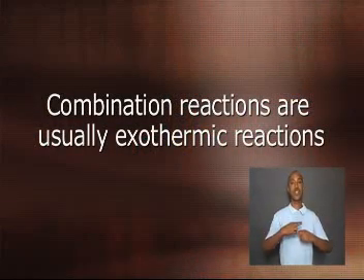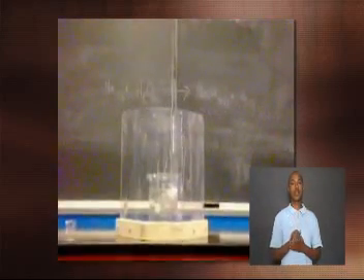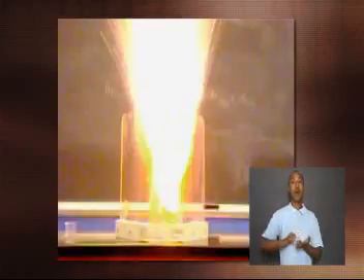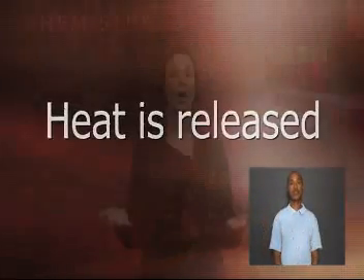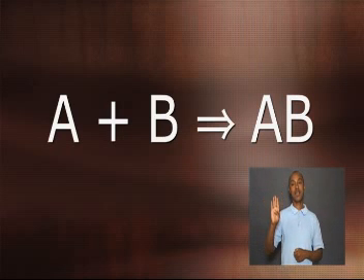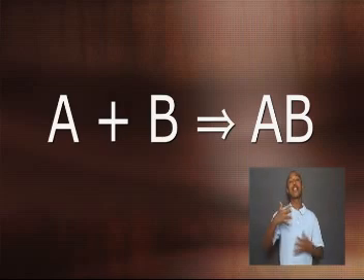Combination reactions are usually exothermic reactions. Why? Because when a bond forms between the two elements, two compounds, or the element and the compound, heat is released. We describe combination reactions using this general equation. A plus B produces AB. The reactants A and B are elements or compounds. The product AB is the compound that is produced by the combination reaction.